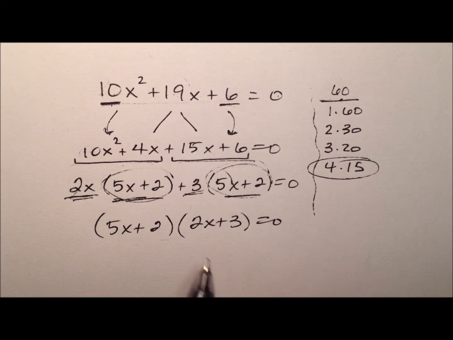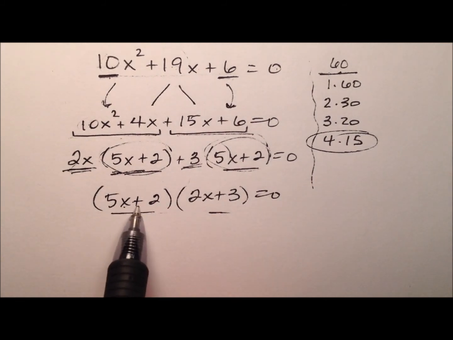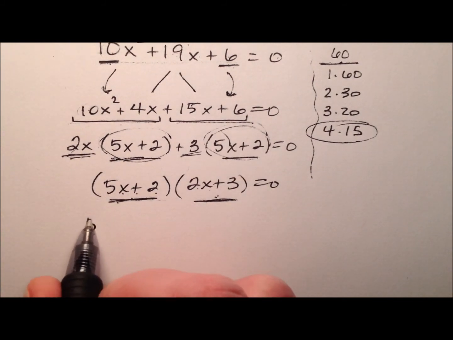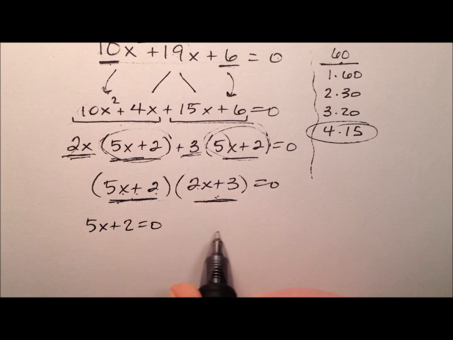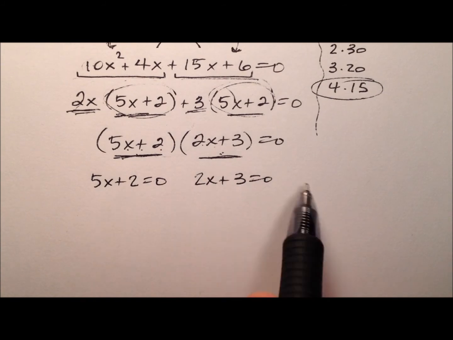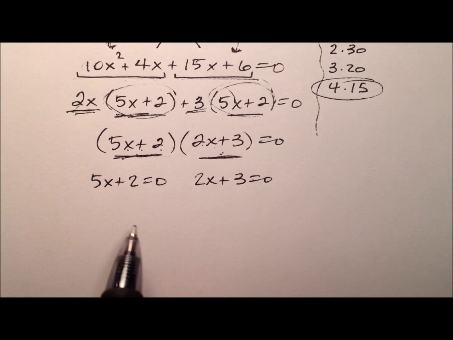And so what we're going to do now is take each one of these factors and set it equal to 0. So here's why. Because this 5x plus 2 and the 2x plus 3, we're multiplying these together, and the product is 0. So what that means is that one of these has to be 0 if we're going to multiply them and get 0. So we'll account for both of them, and we'll say 5x plus 2 equals 0, and 2x plus 3 equals 0. And then, of course, we'll just go through a series of steps, and we'll solve each one of these two-step equations independently.